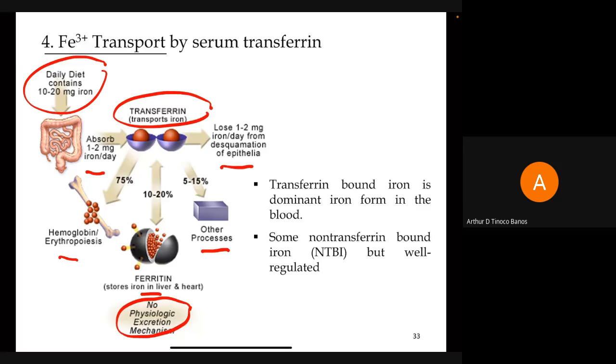All right, so transferrin-bound iron is the dominant iron form in the blood, but some non-transferrin-bound iron can form. It has to be well regulated, because, as I mentioned previously, that can lead to oxidative stress as a cause of reactive oxygen species.